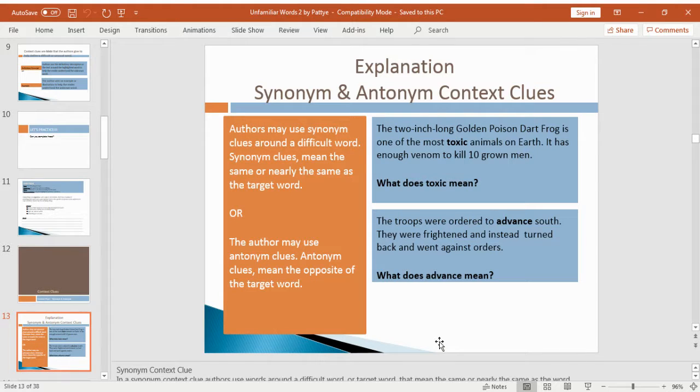If you said it is a synonym to go back, you are incorrect. But if you said it is an antonym, which means they are going to go forward, you did an excellent job.